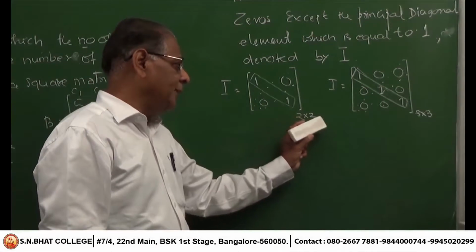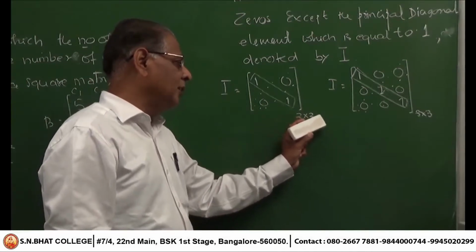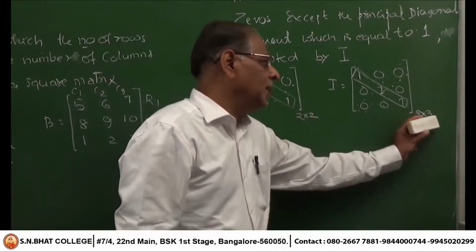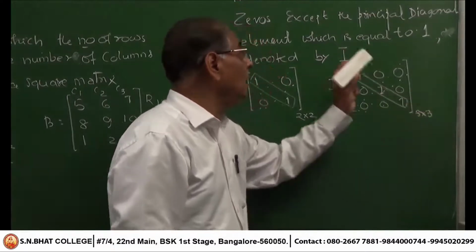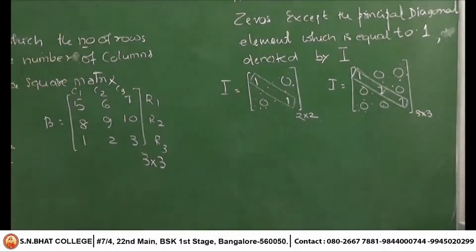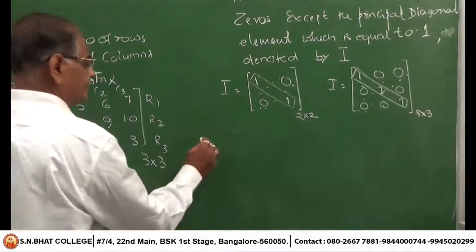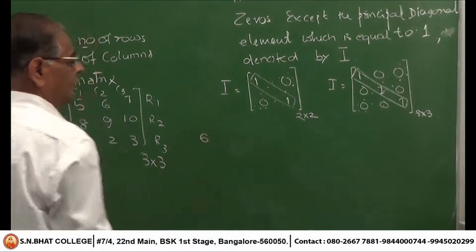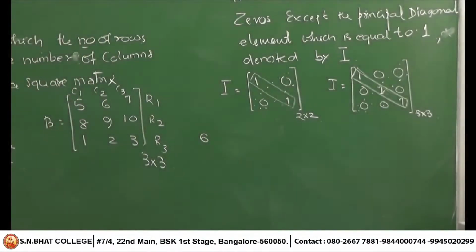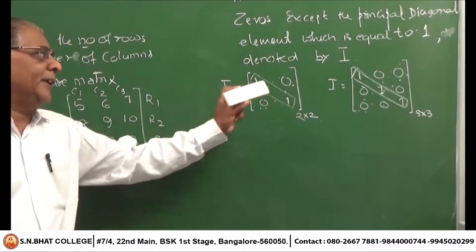It is a square matrix, which means the number of rows and columns must be equal. Therefore, it is called an identity matrix. These two are the examples for an identity matrix. Identity matrices are denoted by capital letter I.